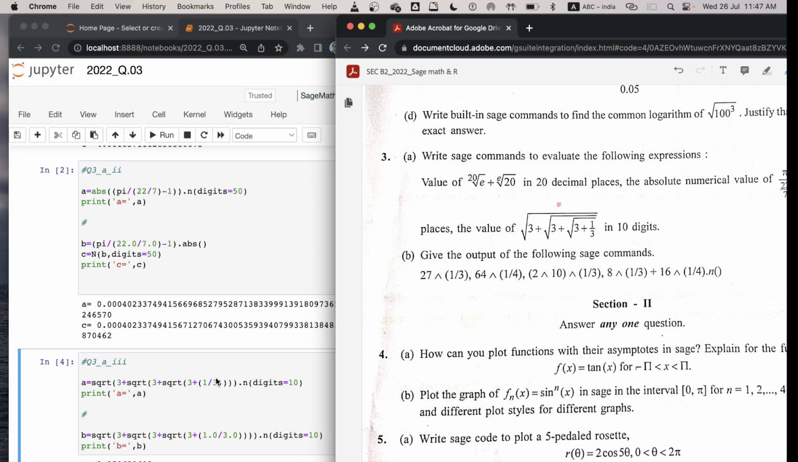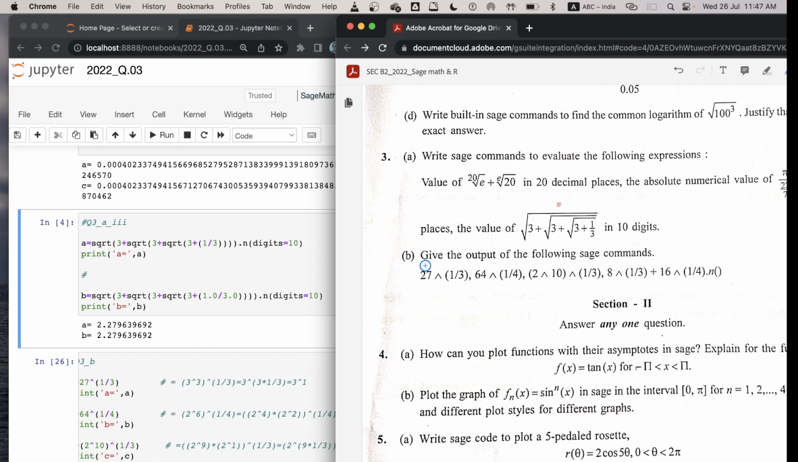And the third part of this question is square root 3 plus square root 3 plus square root 3 plus 1 by 3, in digits 10, that is 10 digits. So b is the value with 10 digits, but if you put here 1.0 by 3.0, you also get the same result.